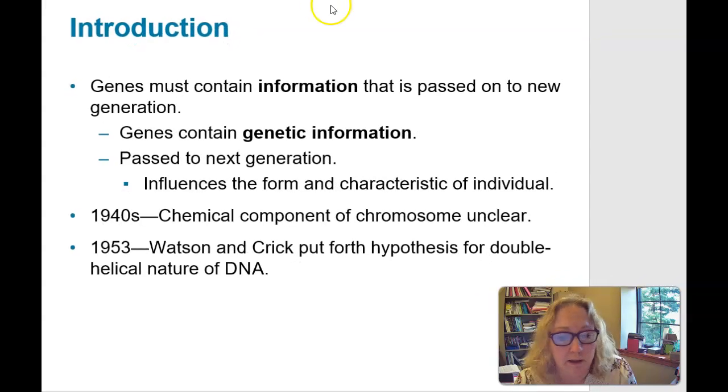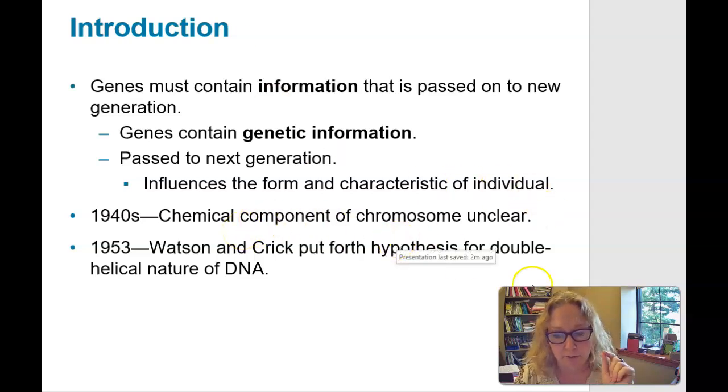how we determined the DNA was the genetic material, and then a little bit about how we use it. So, genes contain information that is passed on to the next generation. We knew this, and in the 1910s probably we started looking at this, like what is the actual genetic information? How is it passed to the next generation?